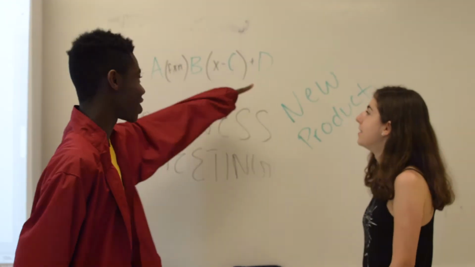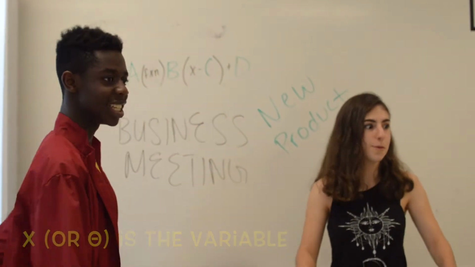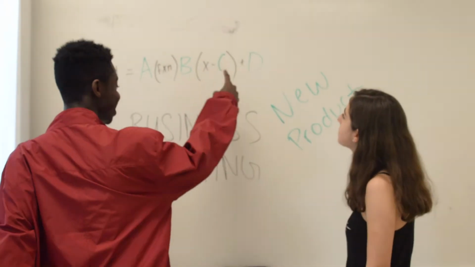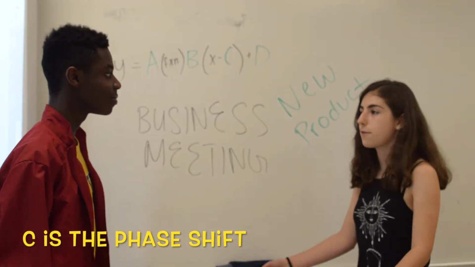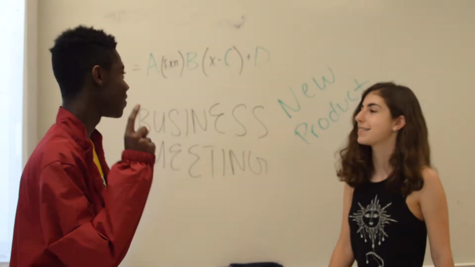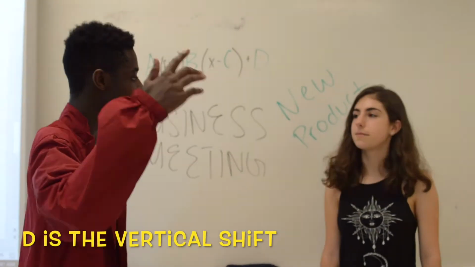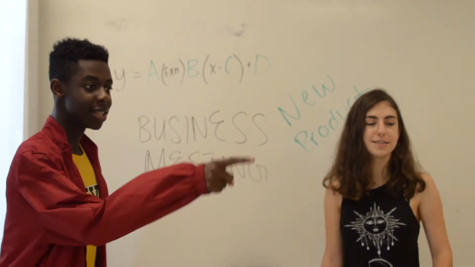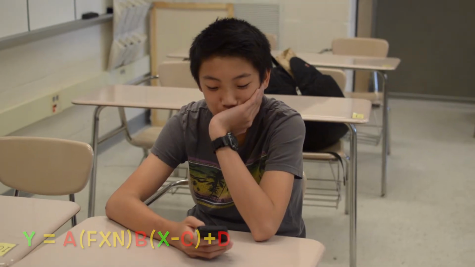Yes. This is X. This either is a degree or radian. Degree or radian. Remember that. This is C. This changes where the graph starts. Of course, exactly where it starts. And this is D. It changes the sinusoidal axis. It moves it up and down. Yes. This is the equation. Remember that. Equation. Okay.